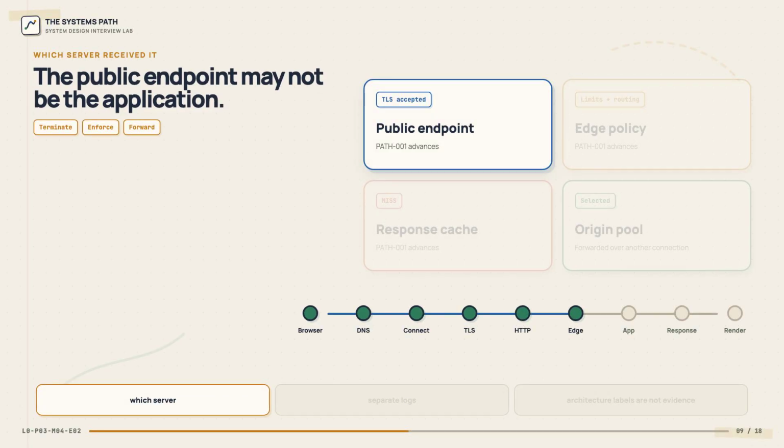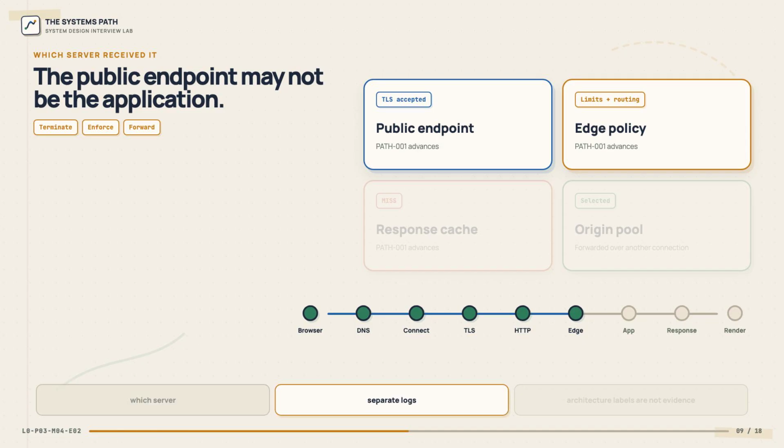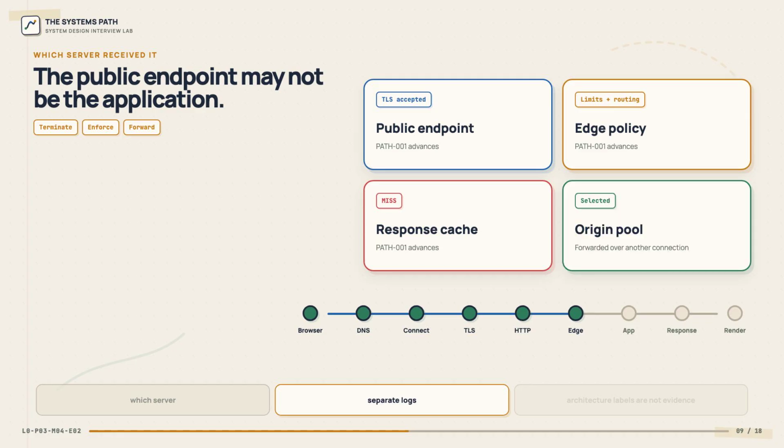The first server may be an edge, CDN, or reverse proxy. It can terminate TLS, enforce limits, check cache, select an origin, and add trace context. Our edge sees path 001, misses cache, and forwards it. This boundary has separate logs and ownership. A request can fail here without entering application code. Ask which server received it. Then show the exact record. Architecture labels are not evidence.